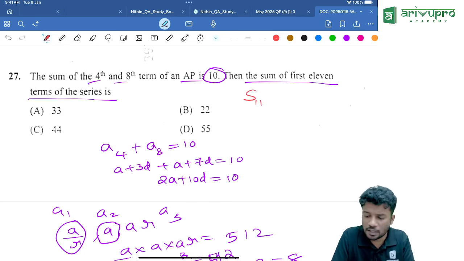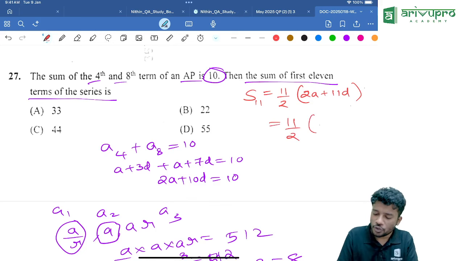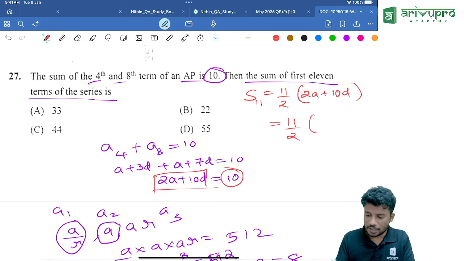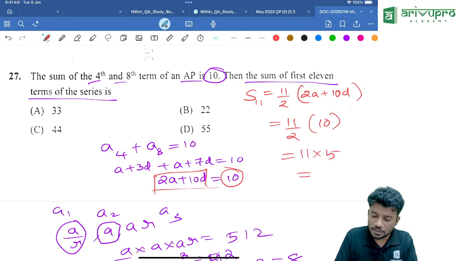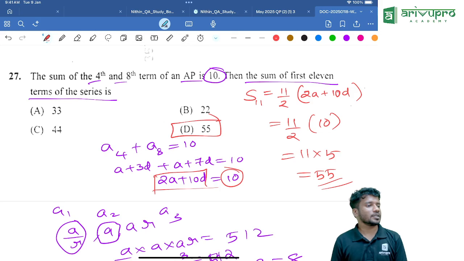Then what are we going to find? S11. What is the formula for Sn? N by 2 into A plus An, or 2A plus N minus 1 into D. That can be written as 11 by 2 into 2A plus 10D. 2A plus 10D is how much as per the question? 10. So the answer is 11 into 5. Answer is 55. Option D is your answer.